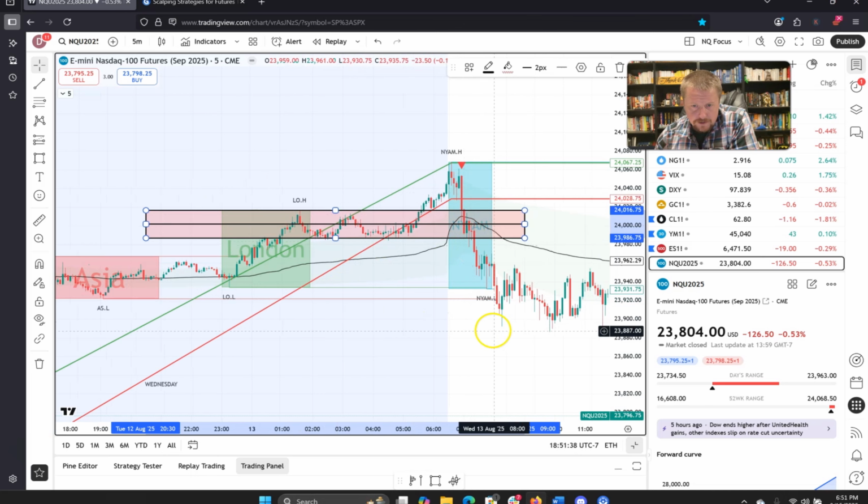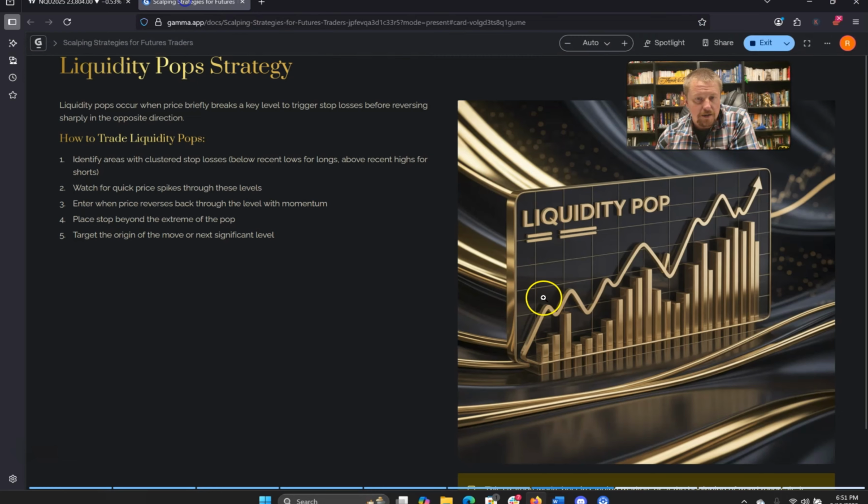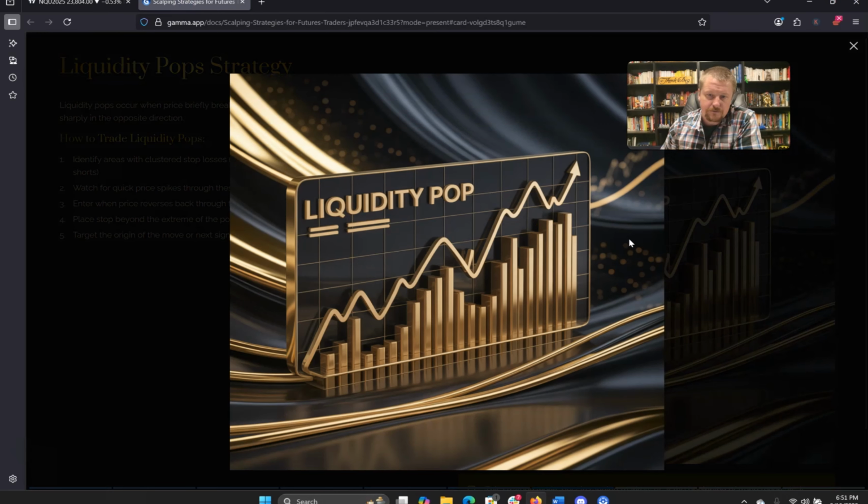Blah, blah, blah, fair value gap, enter for the downside. So you're basically looking for these consolidation zones, and they're looking for fair value gaps that actually break out or reverse from these consolidation zones. And that's what a liquidity pop is, essentially. All right, let's go to the next one.